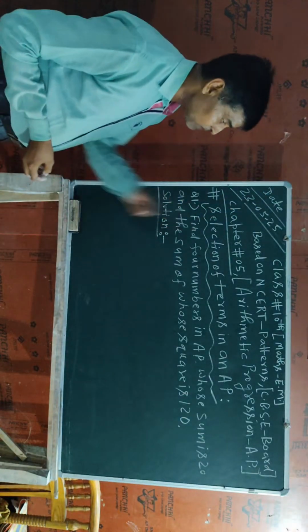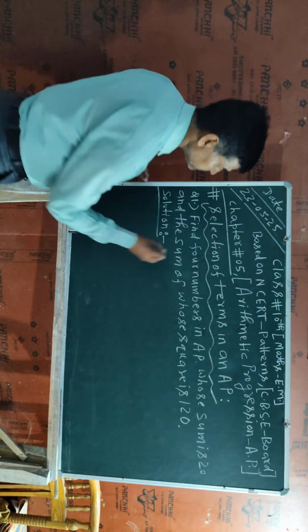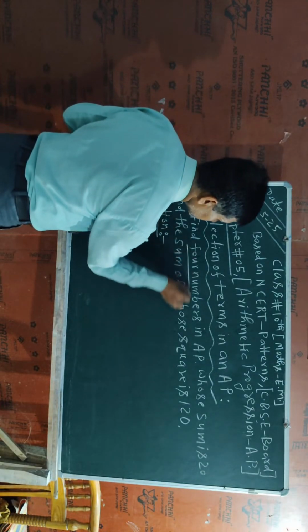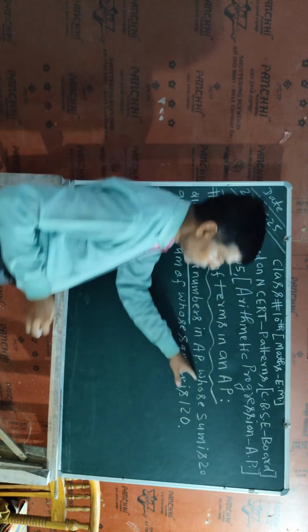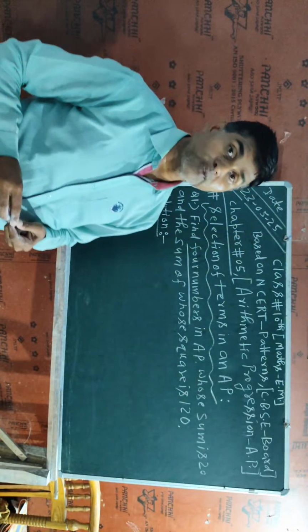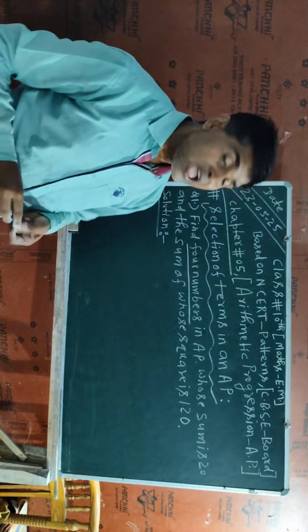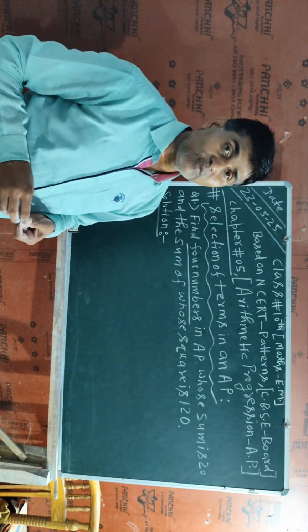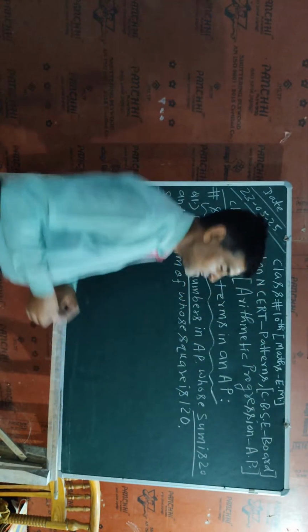Okay, so first I am going to read it. Find the four numbers in arithmetic progression whose sum is 20. It means that here we have to take four terms which are available in an arithmetic progression, and then I will take their sum, and that sum is equal to what is given here, 20.